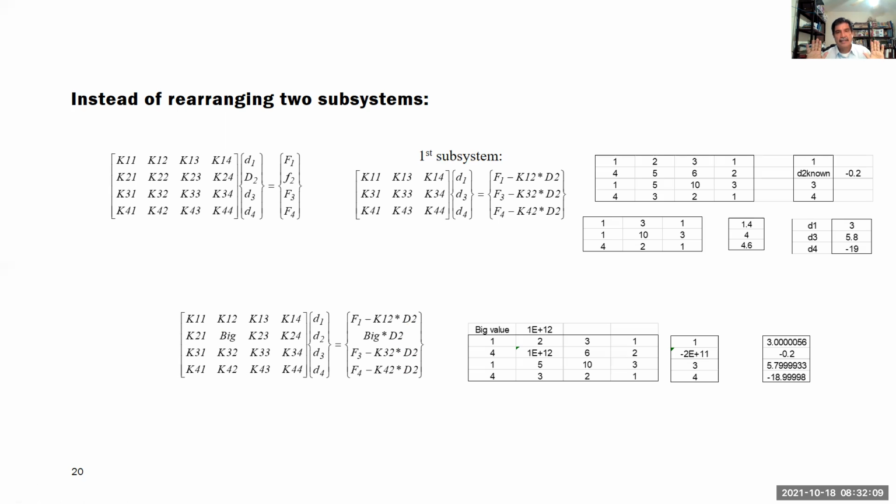the thing is this: don't try to become an expert in quizzes. Try to become an expert in finite elements.